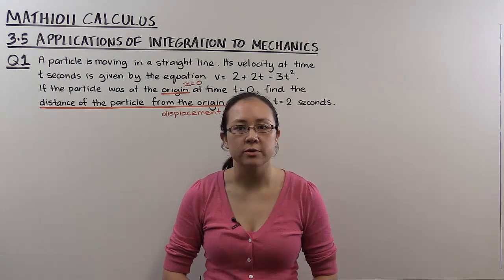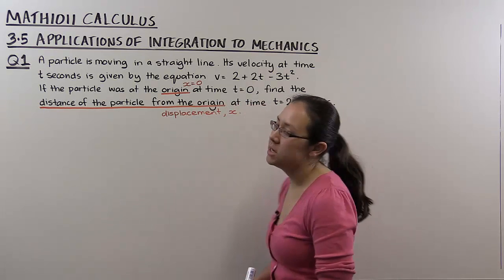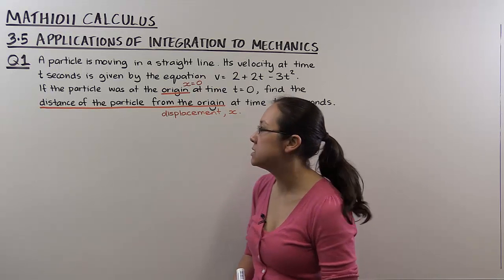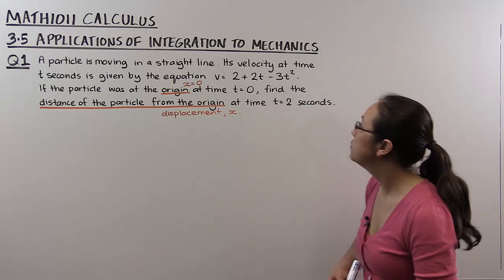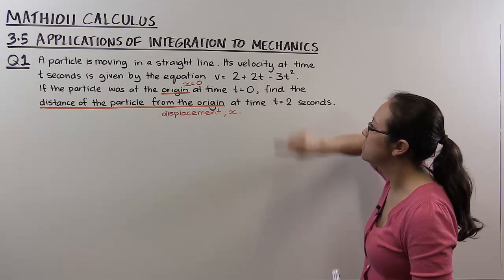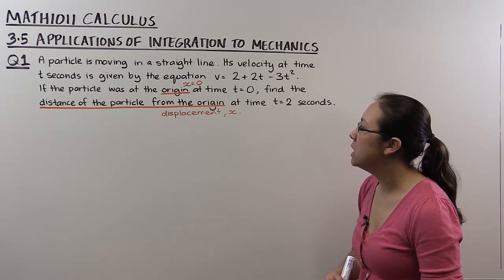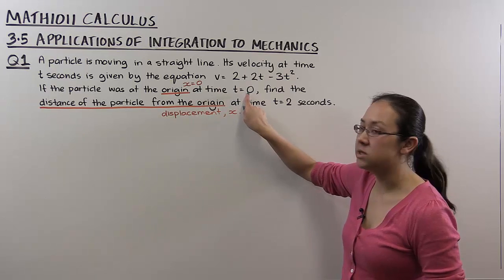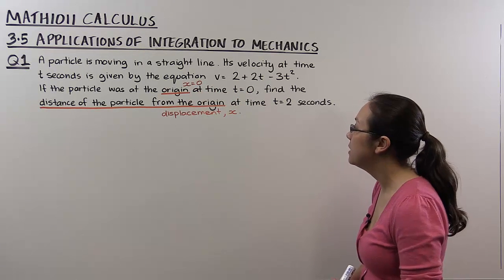Today I'm going to work through some of the MATH1011 calculus questions from this section on the applications of integration to mechanics. So question 1 here is giving us the velocity of a particle which is moving in a straight line. So it's given us velocity in terms of time here. We're told that the particle was at the origin at time t equals 0. So that means x equals 0, its displacement was 0 initially.